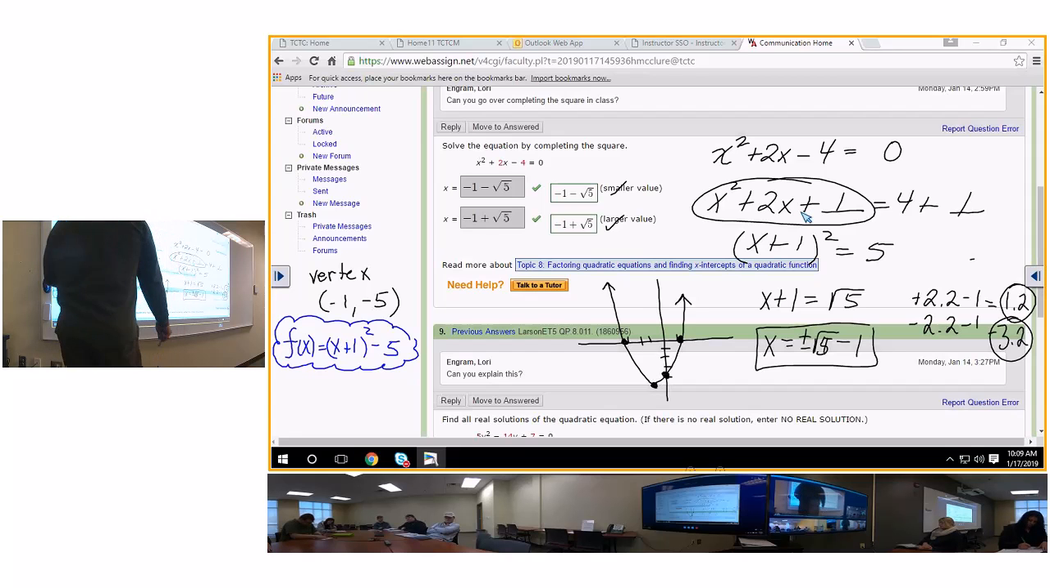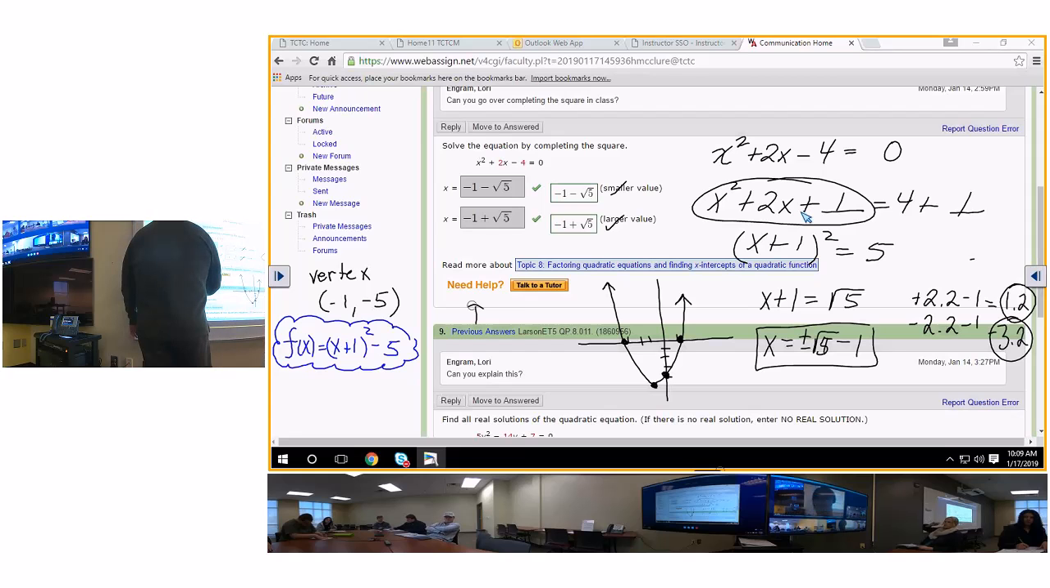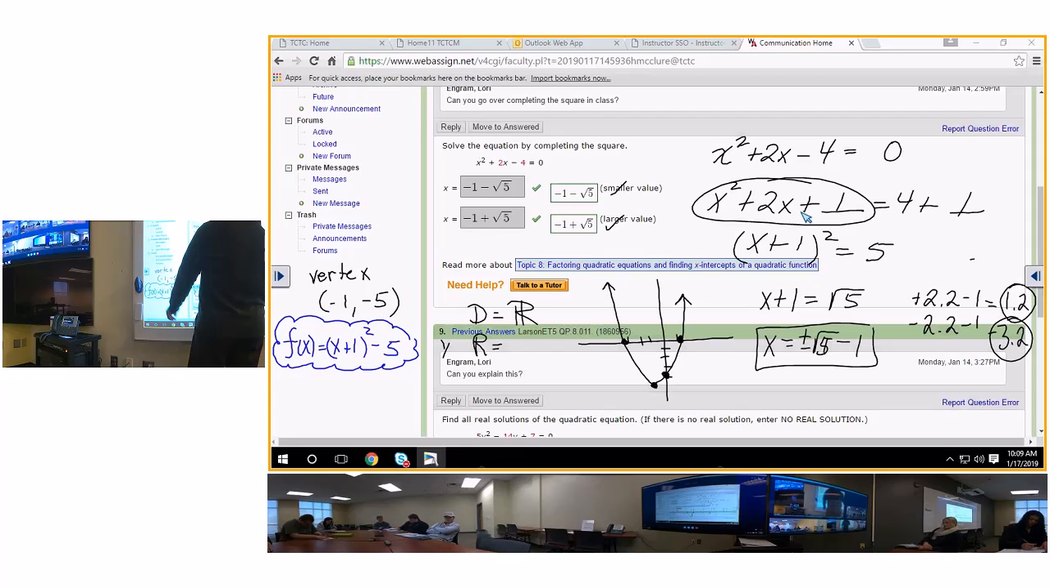Now, the only thing that has to do with the y's is what? Your range. So domain, increasing and decreasing are all about the x's. Domain is all real numbers, because unless it's a radical or a rational, nothing will affect the domain. Range is the y. Range is from our vertex, which is negative 5, to what? Infinity.